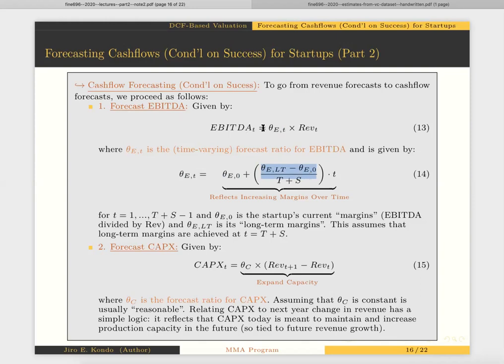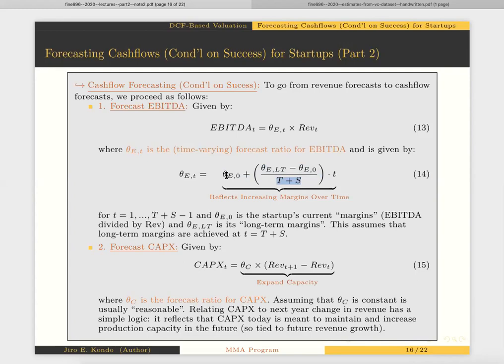What I'll assume in my forecasting is that the margins are going to improve gradually over time from their current number, which for a startup will typically be negative, to their long-term positive margins. Here I'm just assuming a linear relationship. So there's a constant increase in margins every year from now until the point in time where the startup stabilizes, time t plus s.